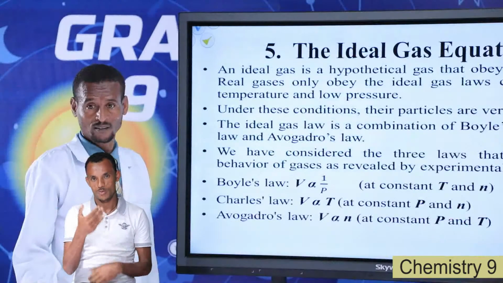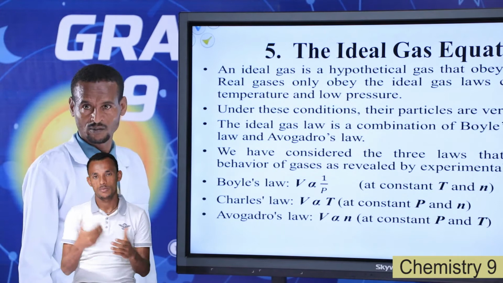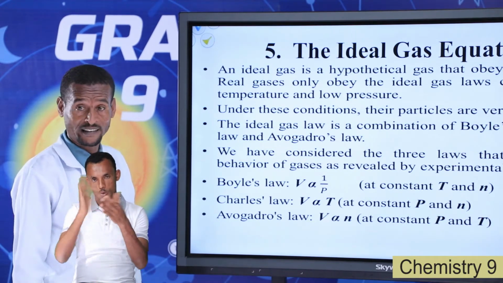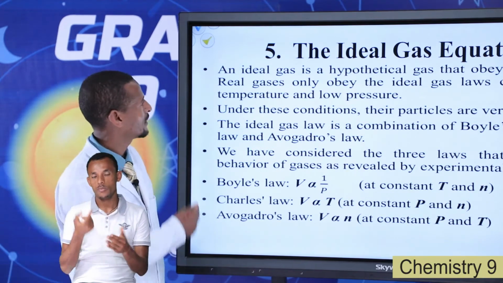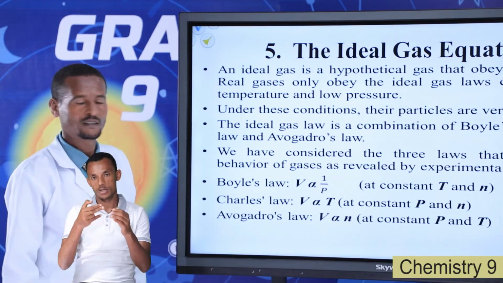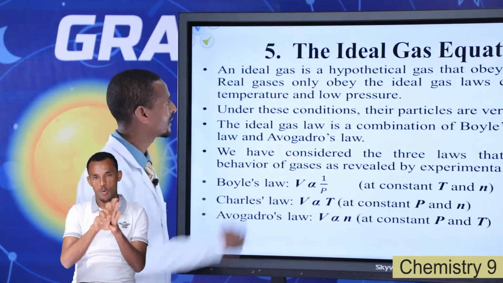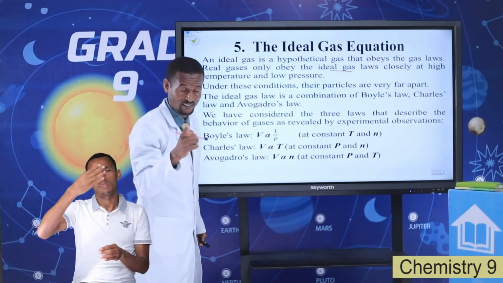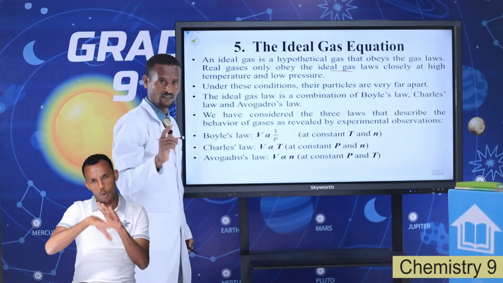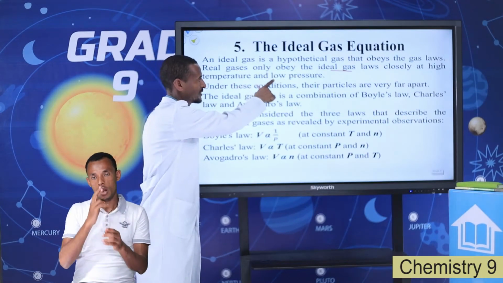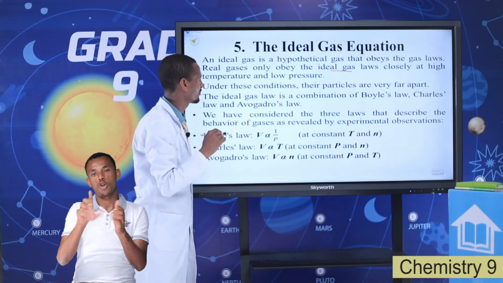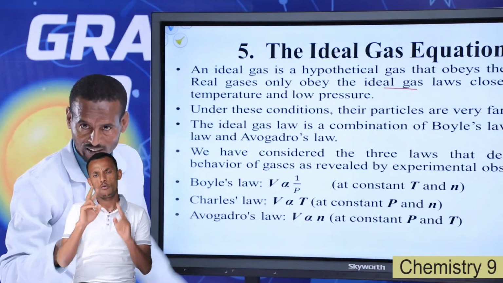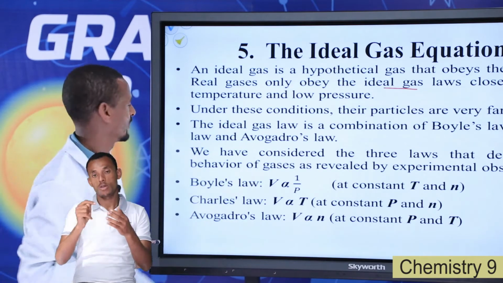Okay. We will continue the new lesson today. It is about the ideal gas equation, which we have learned earlier. An ideal gas is a hypothetical gas that obeys the gas laws. A real gas only obeys the ideal gas law at high temperature and low pressure. Don't forget, okay? Under this condition, particles are very far apart because the temperature is very high.